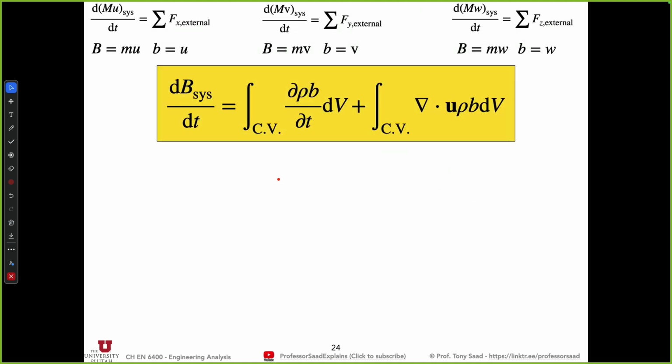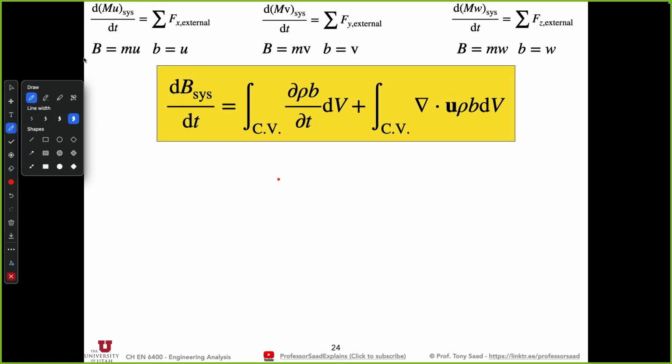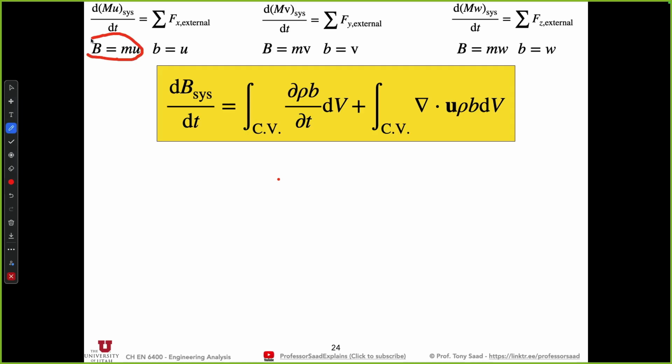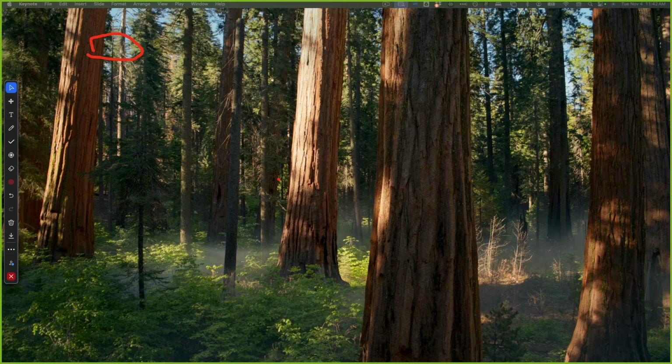So that's a reminder of the Reynolds Transport Theorem again here. Now notice the extensive property for x momentum is mass, I should be capital M here, sorry. Sloppy nomenclature, minus 1, Professor Saad, minus 1 on each one of those. So this should be capital M. Let me actually fix that right now. And there's a reason I'm using capital M. You will see that much later.